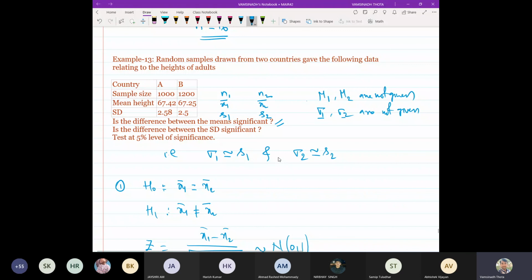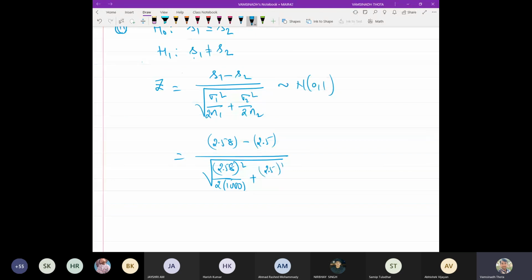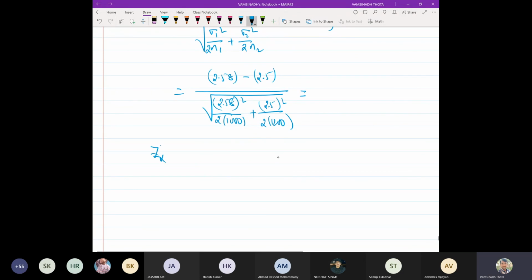So altogether it is something like 2.58 minus 2.5, the sample standard deviations, upon the square root of S1 square, that is 2.58 square upon 2 times n1, that is 1000, plus sigma 2 square, that is 2.5 whole square upon 2 times n2, that is 1200. Again, you calculate this value. And here also, what is Z alpha? That is Z 0.05, equal to 1.96.